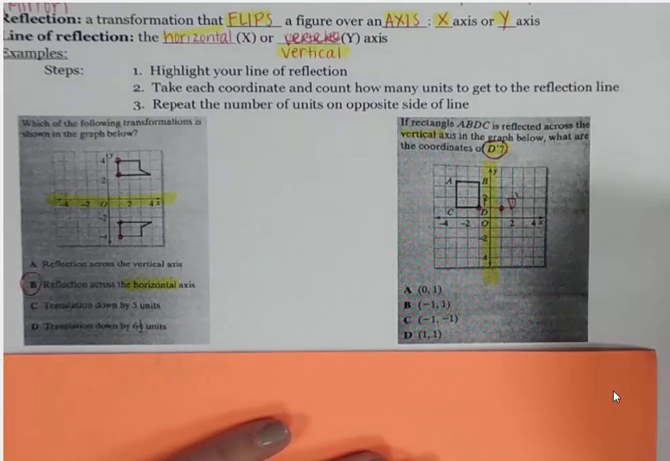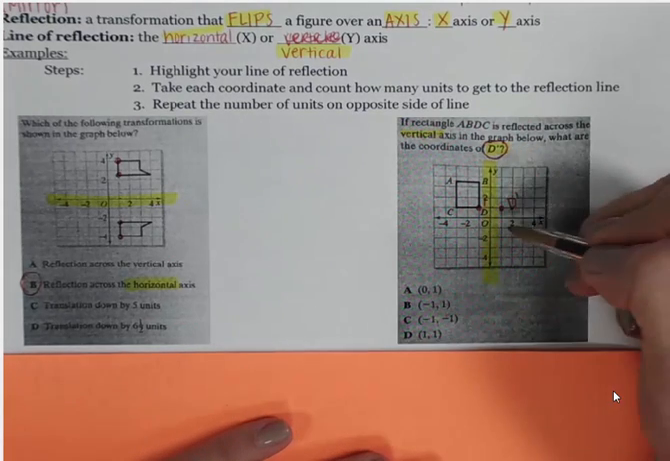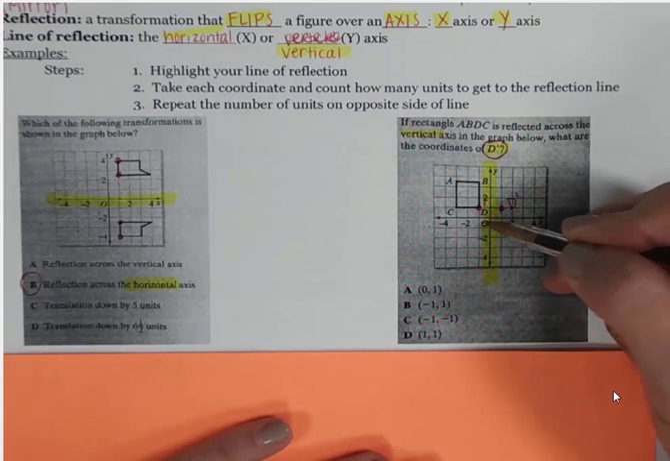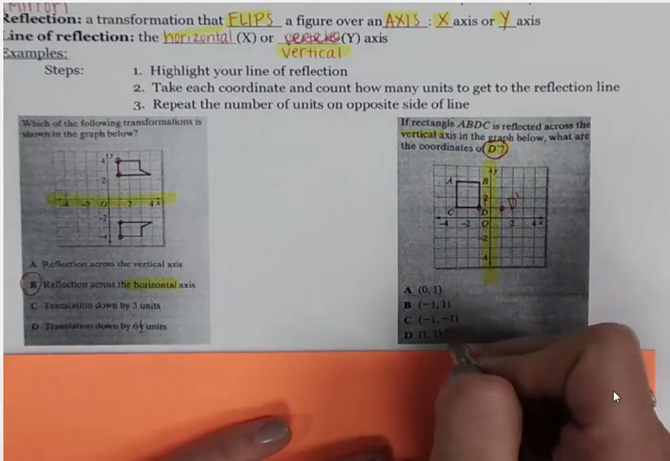Now it wants to know the coordinates, so I know I always start at my origin and I always go down the hallway before I go up the elevator, so my coordinate is 1, 1. So your answer is D.